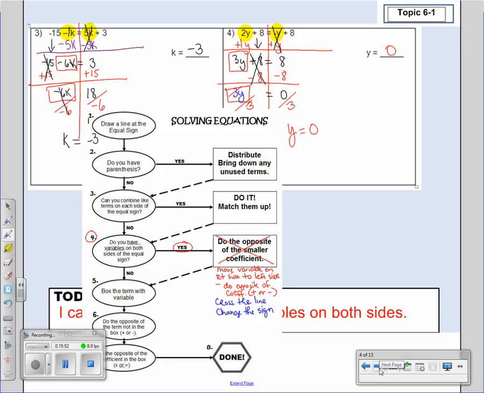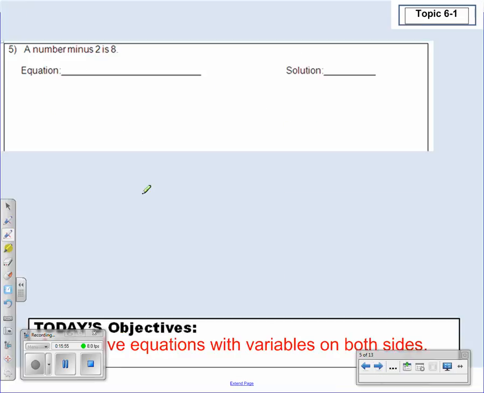Our next problems are combining what we've done in the past, meaning it's just a review. Let's write an equation, and then we're going to actually solve. Every time we see a number, we can use a variable, and we're going to use the variable x to represent a number. So a number minus is the minus, 2 is means equal, and then 8. So our equation is x minus 2 equals 8.